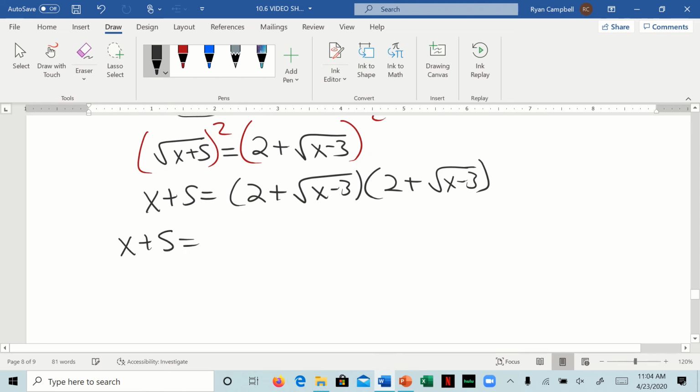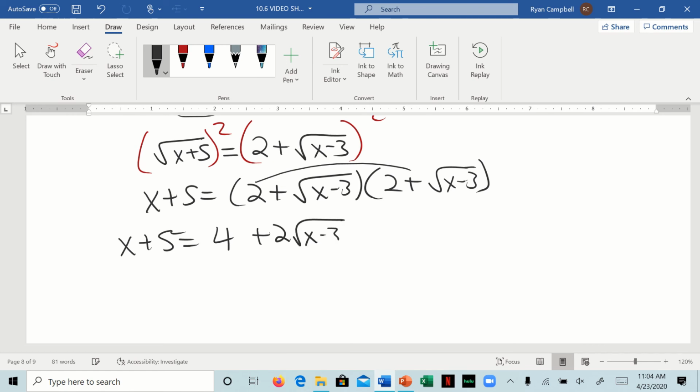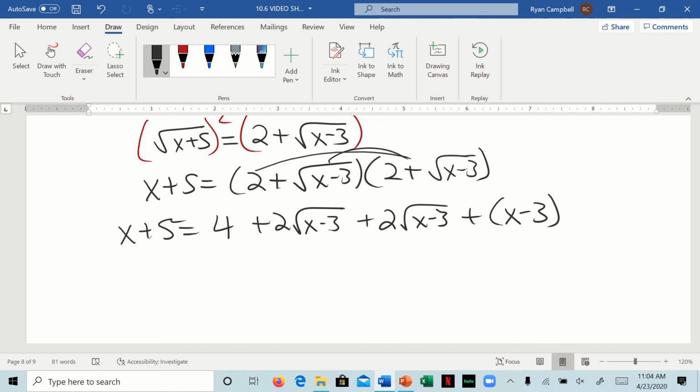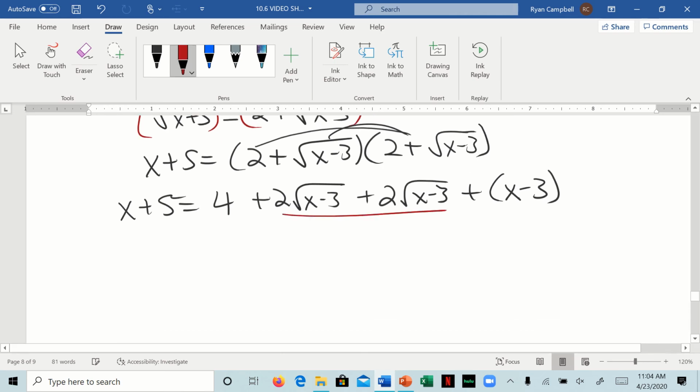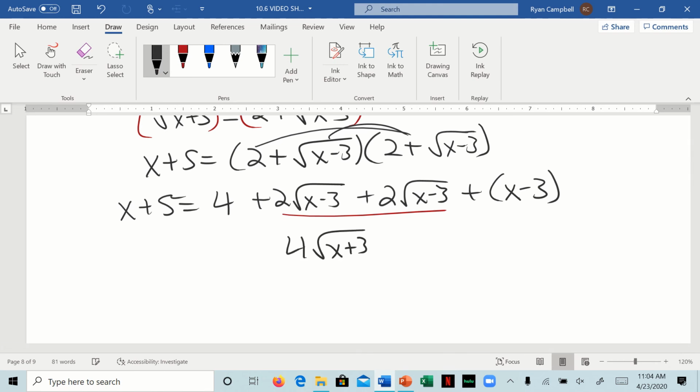So we get x plus 5 is 2 times 2, which is 4, plus 2 square root of x minus 3, plus 2 square root of x minus 3, plus, and again, we're going to have two radicals. It's the exact same multiplied by itself, so that's just squared it. So that's going to disappear, so it's x minus 3. We can combine these two, which will be 4 square root of x minus 3. And then we can combine the positive 4 and negative 3 to get x plus 1.